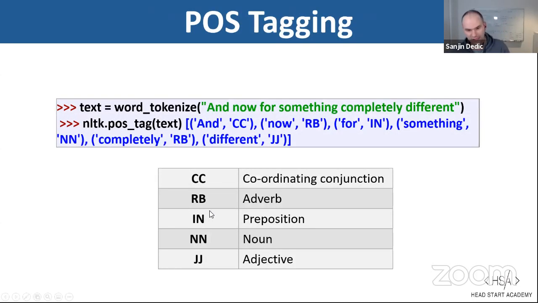POS tagging, which is part of speech tagging, is something that makes me feel like I actually don't speak English, because it categorizes every word in a text into a part of speech. So, "and" is a coordinating conjunction. So now for something completely different. "And" is a coordinating conjunction, "now" is an adverb, "for" is a preposition, "something" is a noun, and so on and so on.